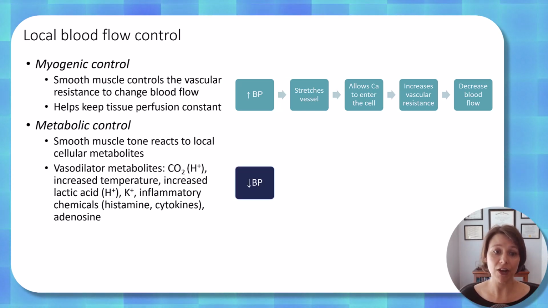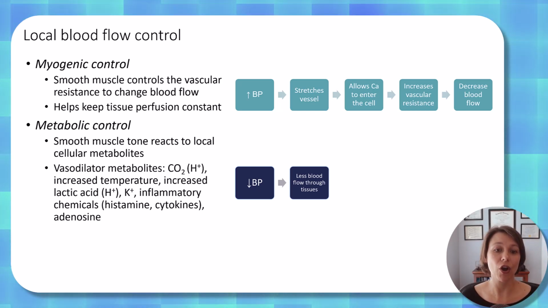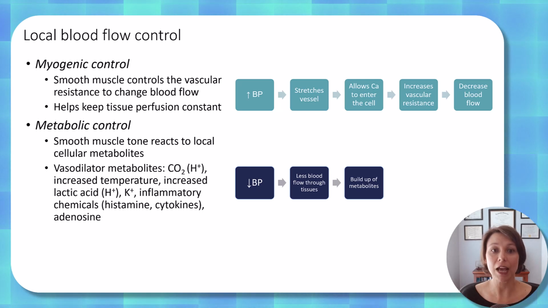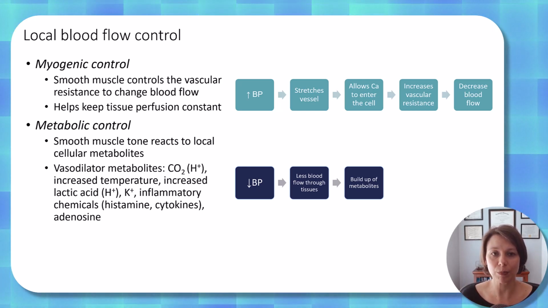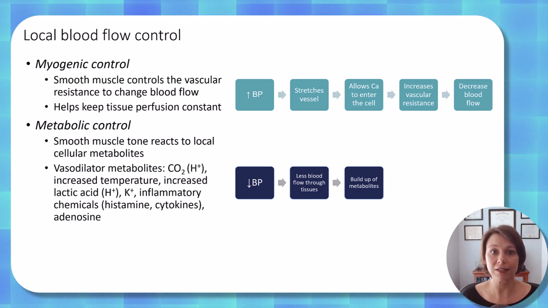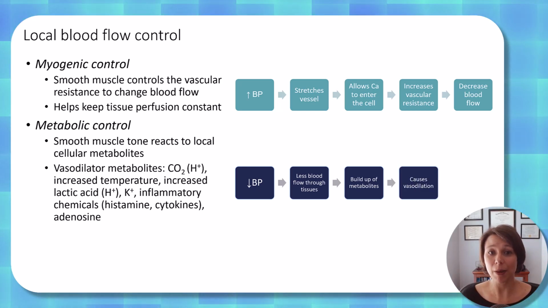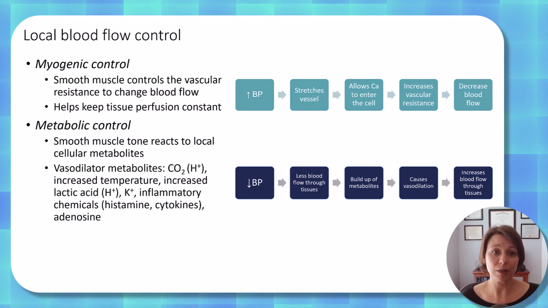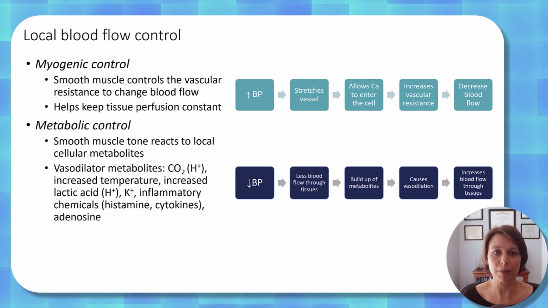So, for example, if I have a decrease in blood pressure, that means I have less blood flow going through the tissues. And when that happens, then I'm going to have a buildup of those metabolites because it's going to be built up in the tissue. With less blood flow, I don't have blood flow going to allow for that gas exchange, that nutrient exchange to take place. That's going to end up actually causing vasodilation. And that will allow an increase in blood flow through the tissue so that it can then get rid of those built up metabolites.